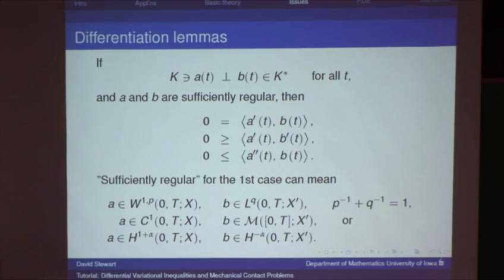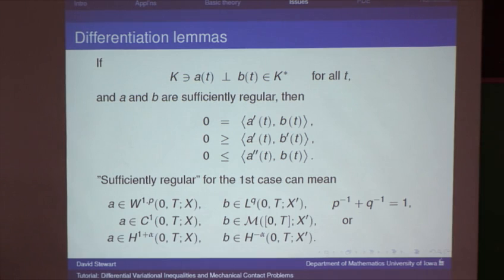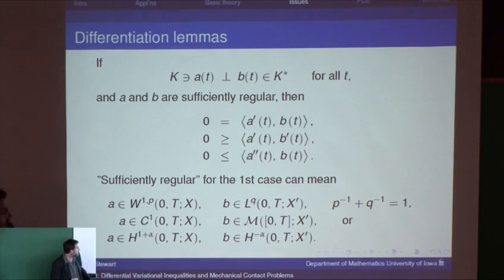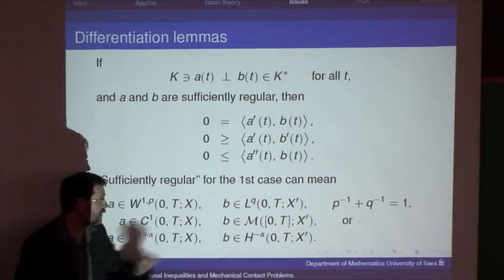The first one is probably the most useful, and that's the one that gets you conservation of energy, for example. Sufficiently regular can mean a bunch of different things. Here the derivative of A happens to be in an L^p space, that is, the integral of the pth power is finite. Here B, the qth power of B, is an integrable function, and p and q have to be dual exponents. Or A can be a function whose derivative is continuous, and B can be a measure, which can contain impulses.